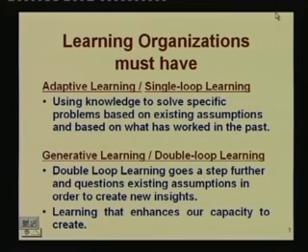Let us repeat once again the slide we had on single loop and double loop learning in our previous lecture on knowledge management. The single loop learning, also known as adaptive learning, is using knowledge to solve specific problems based on existing assumptions and based on what has worked in the past. The double loop learning, or generative learning, on the other hand, goes a step further and questions existing assumptions in order to create new insights. Learning that enhances our capacity to create.